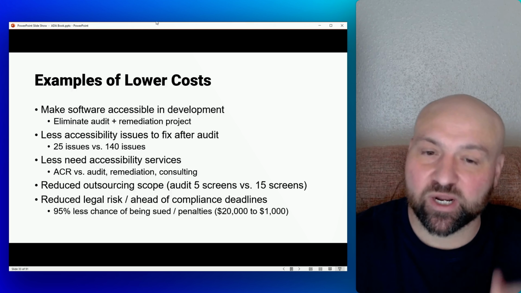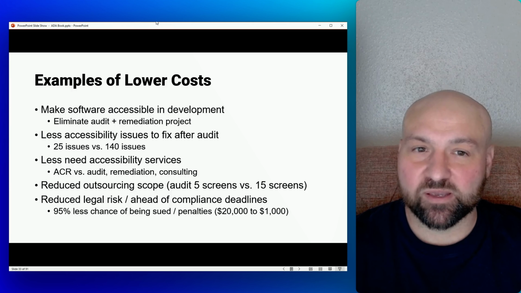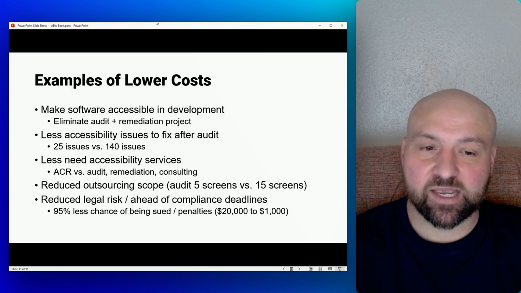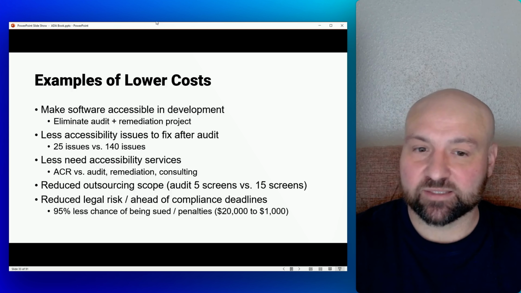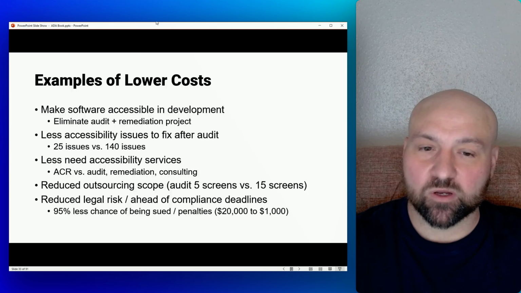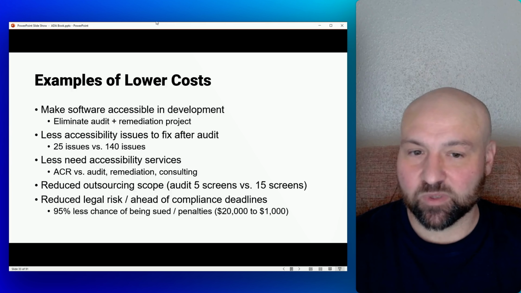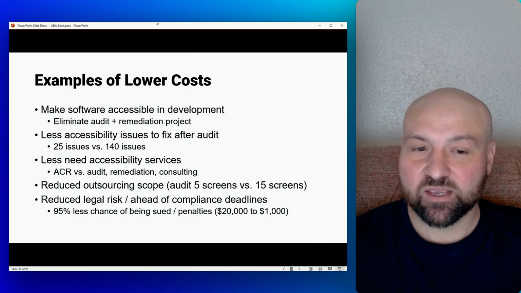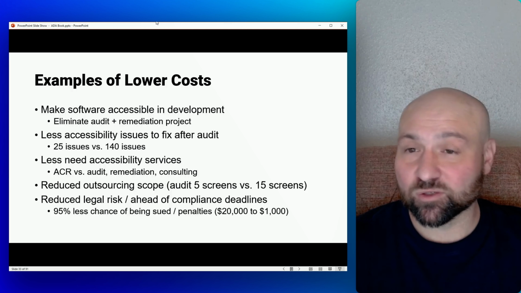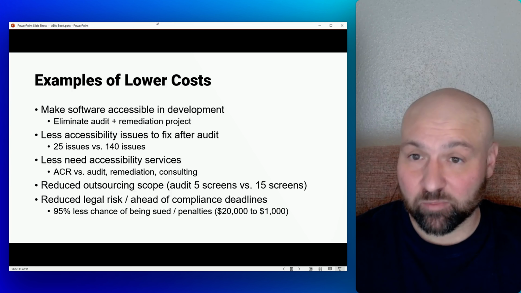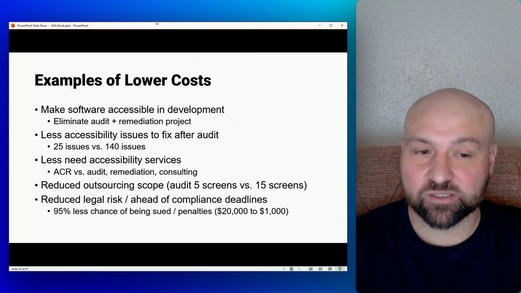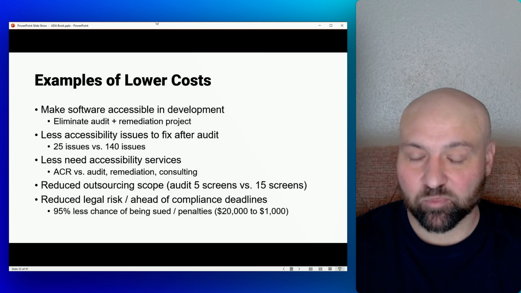And then the last bullet point I have here is you'll experience lower costs through a reduced legal risk, and you'll be ahead of compliance deadlines. So let's say you are concerned with website accessibility. Well, if you go and you work on accessibility ahead of time, then you're going to significantly decrease your risk of being sued. Also, you'll decrease your risk of being penalized for not being compliant with various laws and regulations. So that's going to significantly bring down your cost.